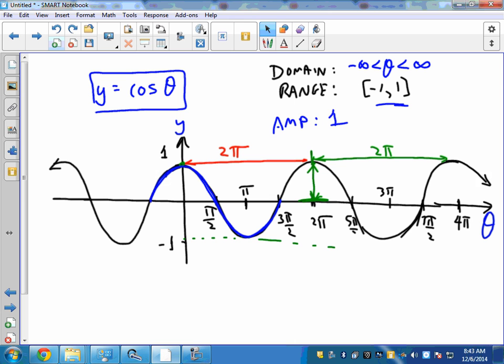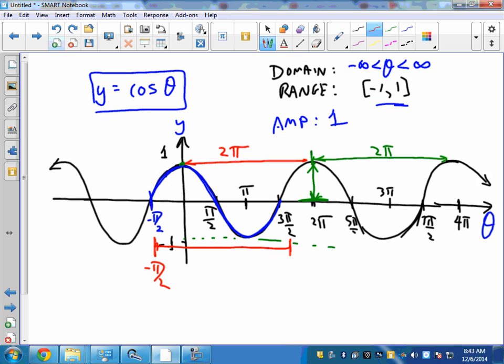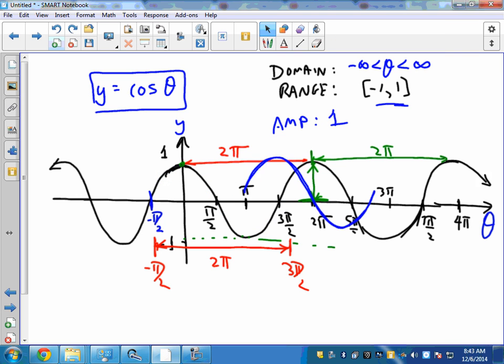So for example, in this blue section, I've got it running from -pi/2 all the way out to 3 pi/2, this distance right in here. So -pi/2 to 3 pi/2, and that's a distance of 2 pi. And so that's the wavelength. So I've taken that and I've put it again from 3 pi/2 out to 7 pi/2. That would be 2 pi.